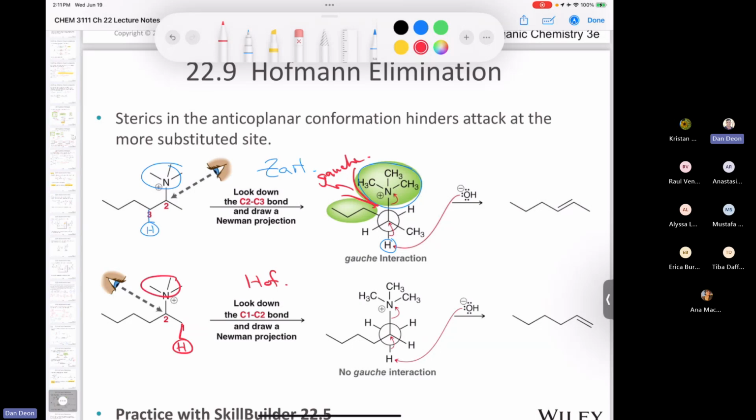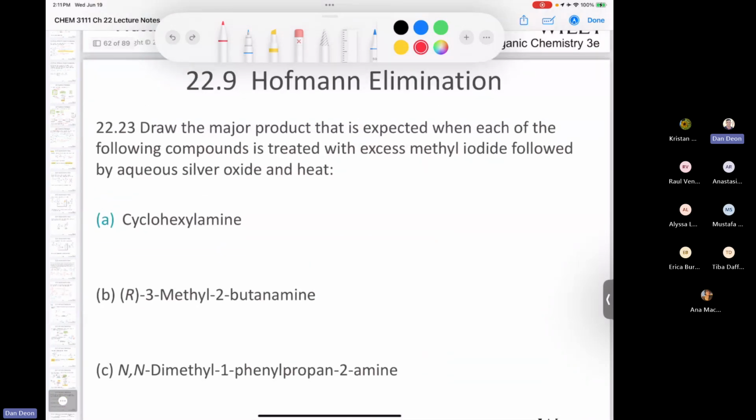So if we look at the red proton and the leaving group, they're antiperiplanar to each other, but now there's no gauche interaction. So we'll say here, when you do the Hofmann, there's no gauche interaction, and so it has a lower activation energy. Now this product is more stable. I agree with you on that. But since this one has a lower activation energy, that means you're going to form the Hofmann preferentially. Okay, so there we go.